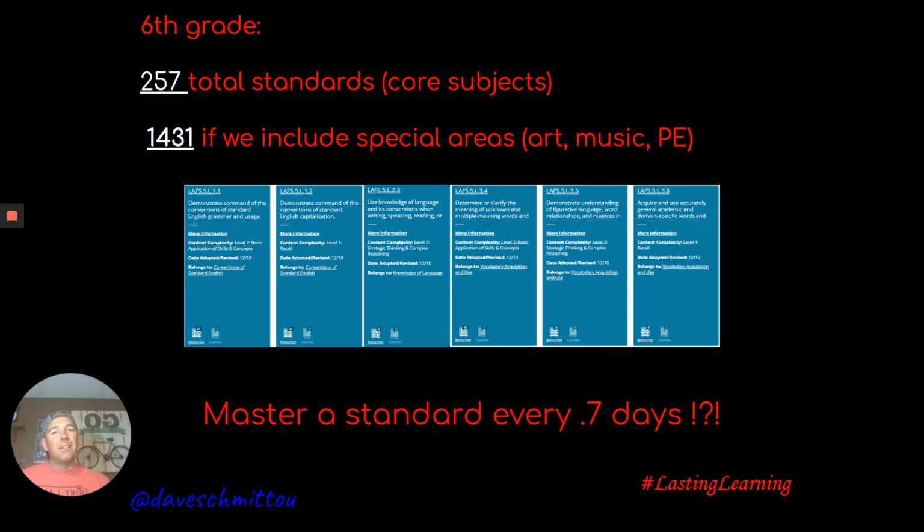But here in the States, we look at those well-rounded students and we say it's not just about those four core. If we included special areas of art, music, and PE, the big three, the number of standards jumps to 1,431. Overwhelming, impossible. So how are we supposed to make sure that our assessments match the standard when we're saying it's impossible to have students reach mastery of all these standards?